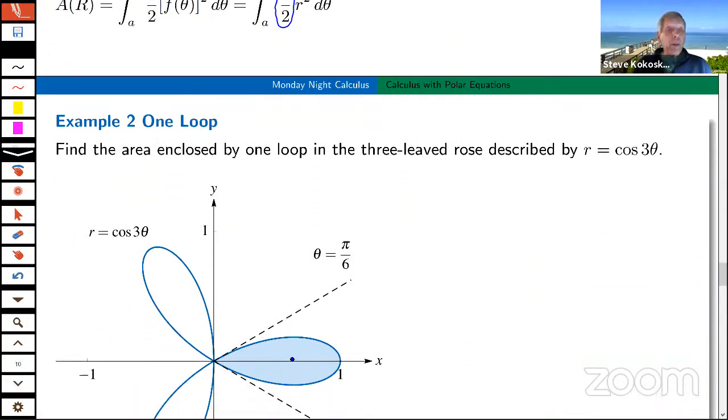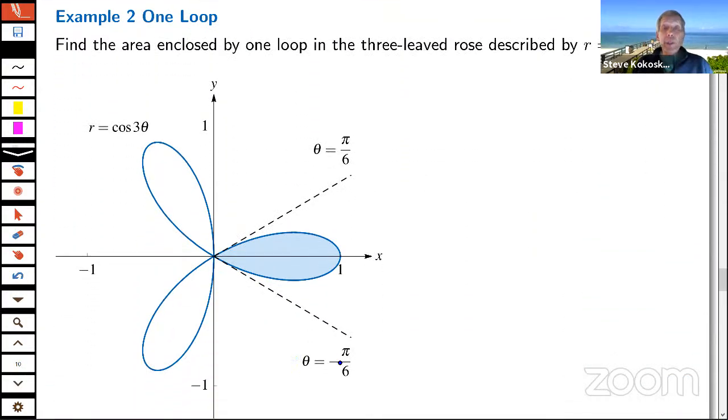So let's see if we can apply this. Let's see if we can find the area enclosed by one loop in this 3-leaved rose, described by r equals cosine of 3 theta.